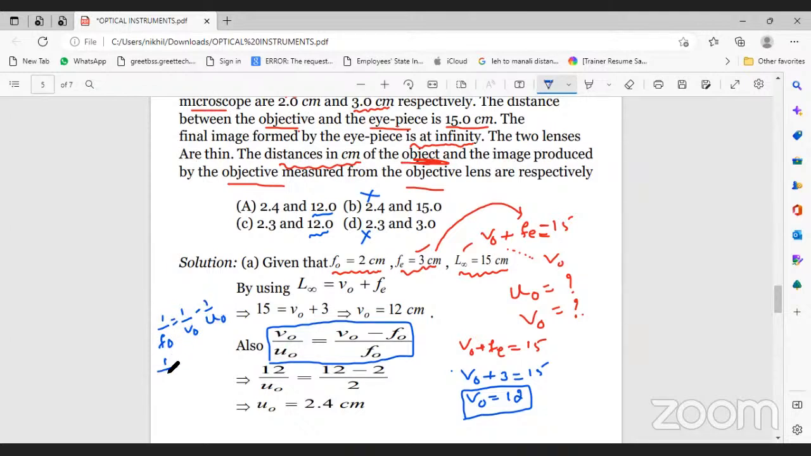What is F naught? 2. V naught is how much? 12. So 12 by U naught equals 12 minus 2 by 2, which gives 1 by U naught equals 1 by 12 minus 1 by 2. LCM will be 12, right? Yes, sir.